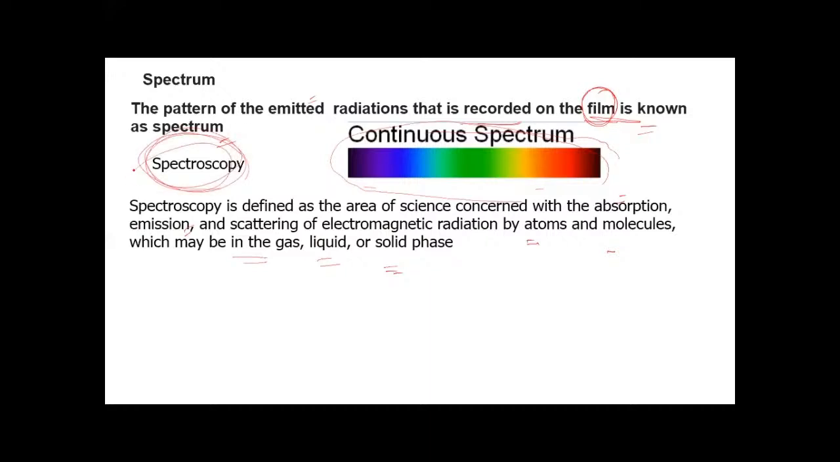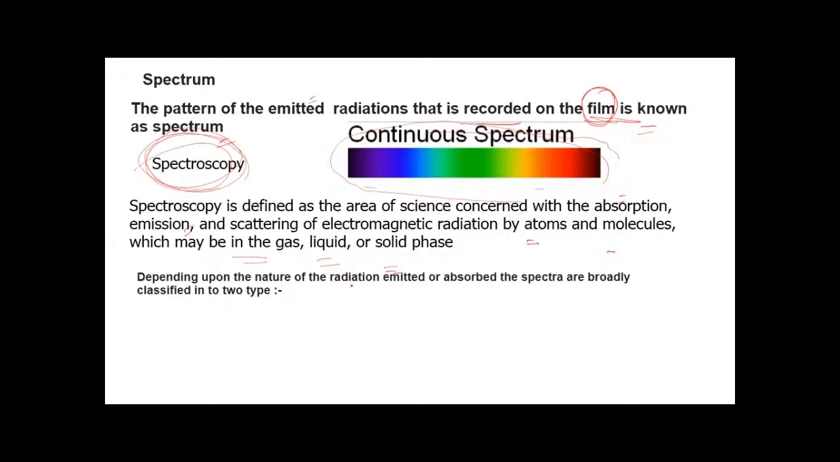Now, depending upon the nature of radiation emitted or absorbed, the spectra are broadly classified into two types. First is emission spectra and second one is absorption spectra. First, we will discuss emission spectra. Emission spectra is noticed when the radiation emitted from a source is passed through a prism and then received on the photographic plate. Here I take an example.